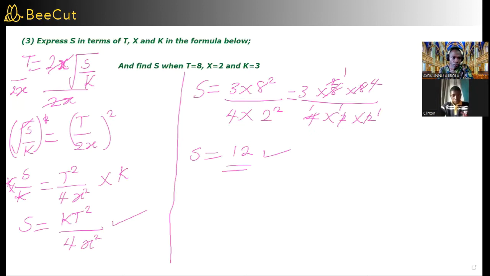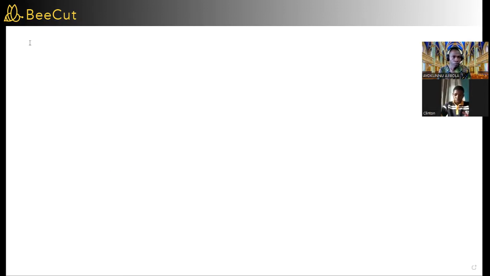Next question says, okay, let's see this question here. Next question says, make D the subject of the formula. Make D the subject of the formula. So let me set that up here as I clear the screen. That's number 4. Make D the subject of the formula. So I'm going to write the formula now. And the formula says P equal to square root of 5t all over D.